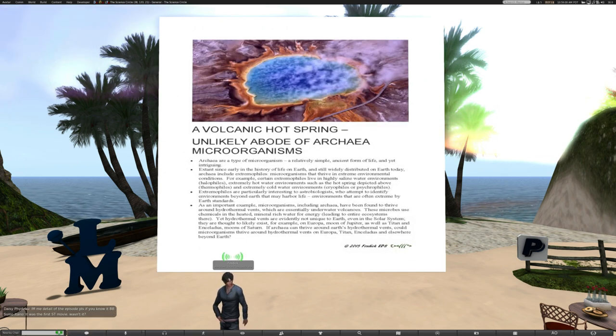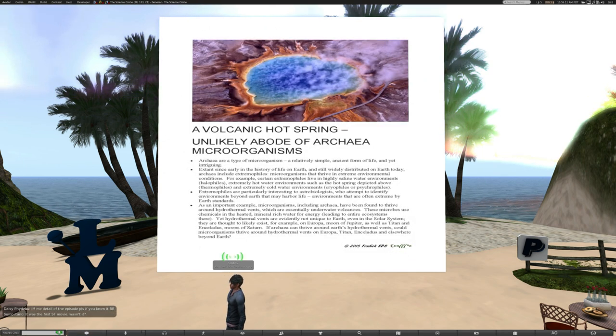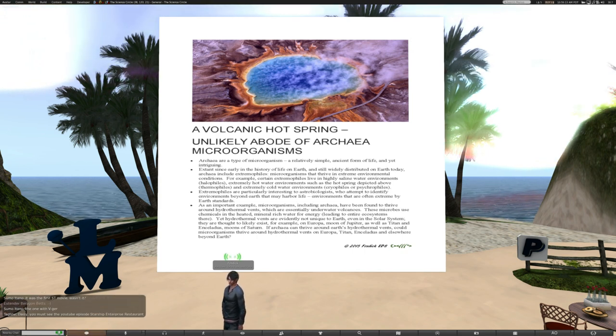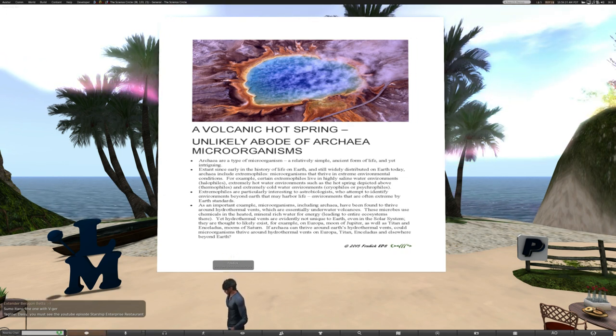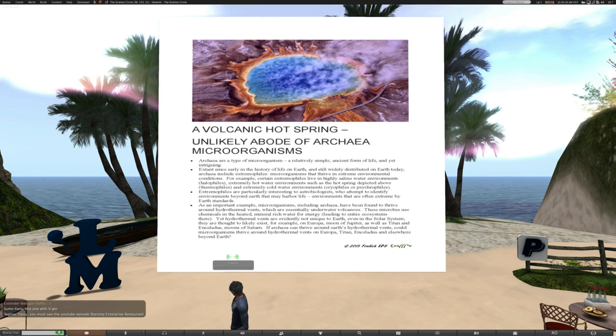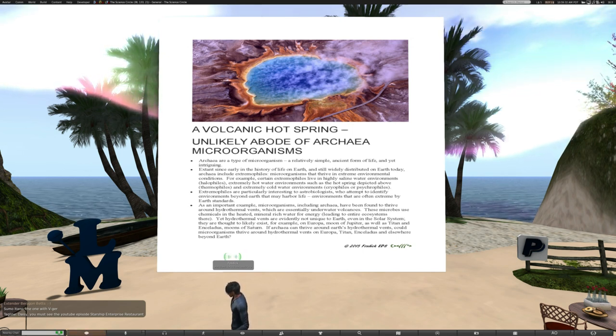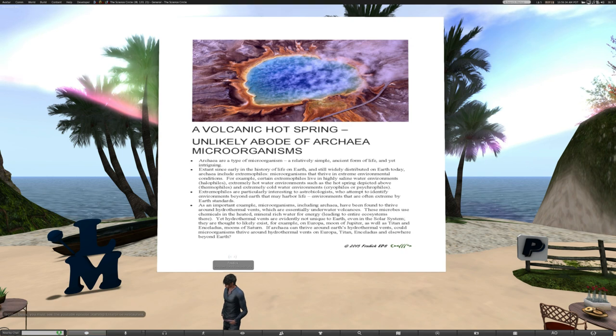Speaking of archaea, I might be pronouncing it wrong, but archaea are a type of microorganism, this ancient form of life, and they still exist on Earth. They show that life can endure all sorts of extremes, which makes life beyond Earth more possible. These archaea live around big hydrothermal vents with great extremes of temperature and salt and whatnot.